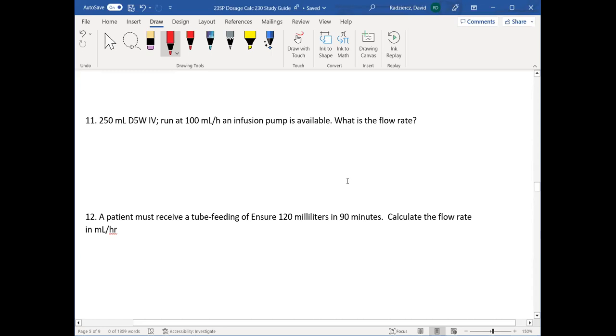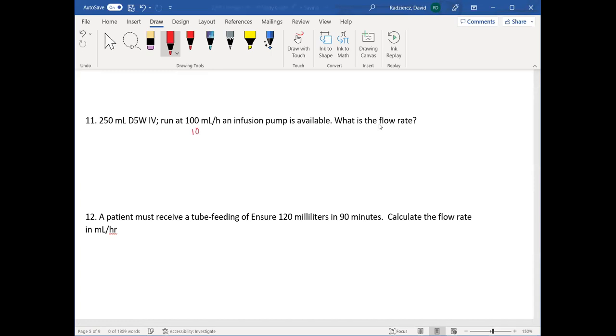So this is a little bit of a confusing question because it says you have 250 milliliters, dextrose 5% in water, IV running at 100 milliliters per hour. What is the flow rate? Well, the flow rate is 100 milliliters per hour, right? Let me double-check this. Yeah, I think that was maybe just a poorly worded question. Because if they're just asking what the flow rate is, it would just be 100 milliliters per hour.